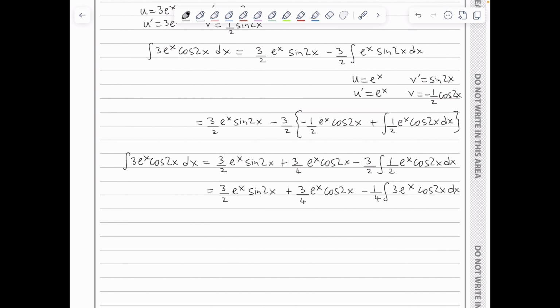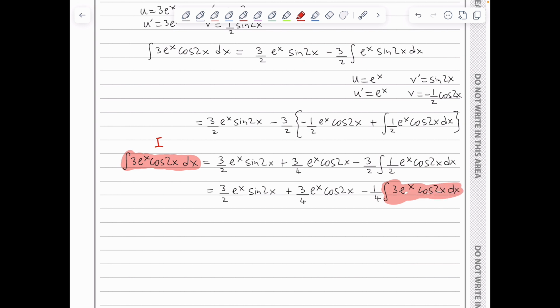This is an example of cyclic integration because after applying integration by parts twice, we still have an integral that we don't know how to deal with. However, we notice that if we call the original integral, the integral of 3e to the x cos 2x, if we call this I, then we've got exactly the same integral here on the right hand side.